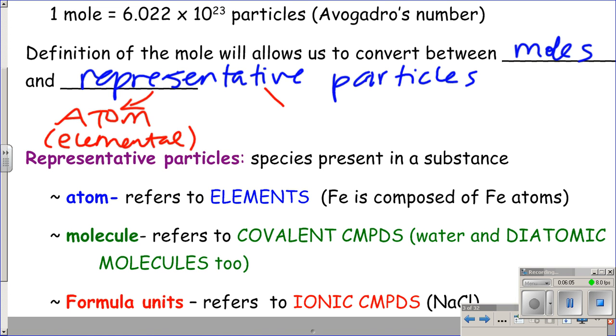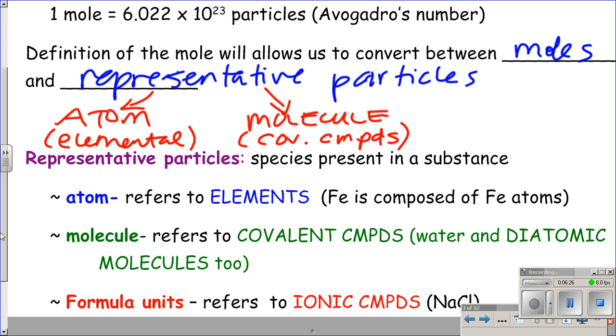The second one is a molecule. So a molecule, molecular, did that refer to ionic or covalent compounds? Covalent, because a molecule is nonmetals together. My best example is carbon dioxide. Everybody knows what carbon dioxide is. It's nonmetal, it's covalent. So it's only referring to covalent compounds. If you say molecule, you're telling me it's covalent. The third representative particle is a formula unit, and that's only if you're referring to ionic compounds.